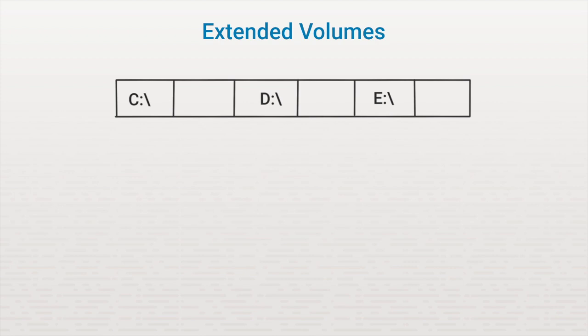When you extend a volume, you simply take some free space and add that to an existing volume. So for instance, for my D volume, I could extend that to occupy the additional free space that was next to it. And now I have a larger volume than I originally started with.